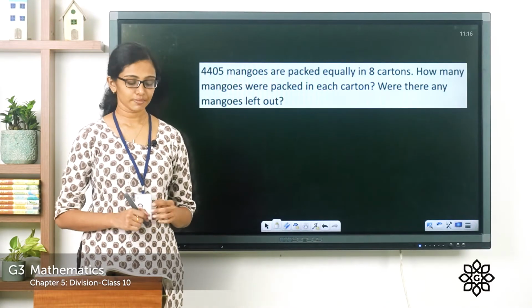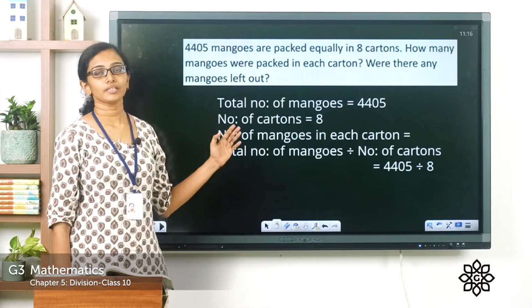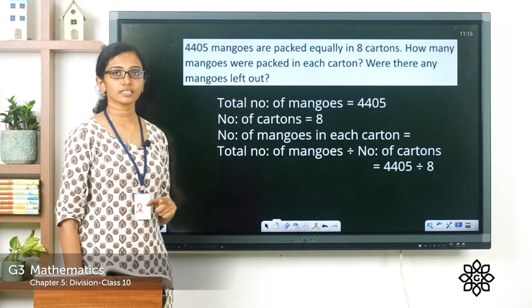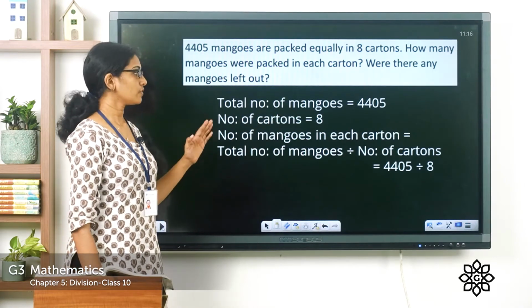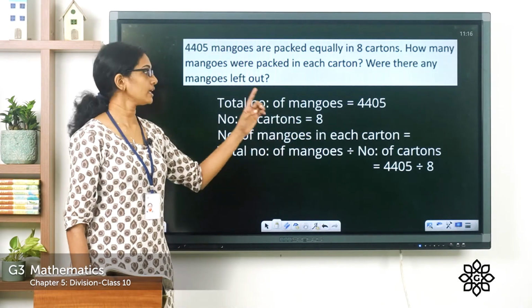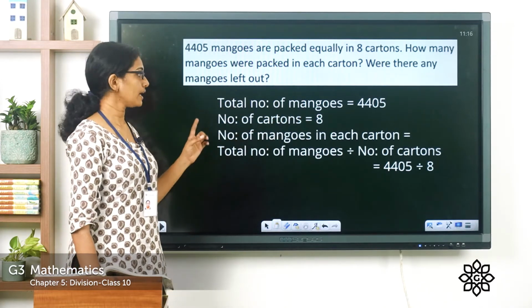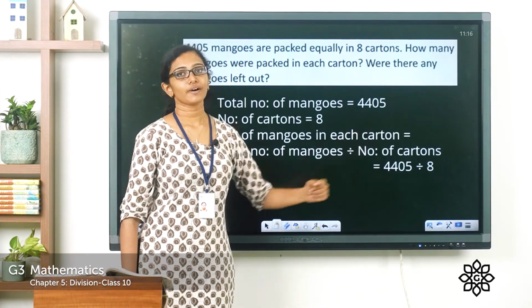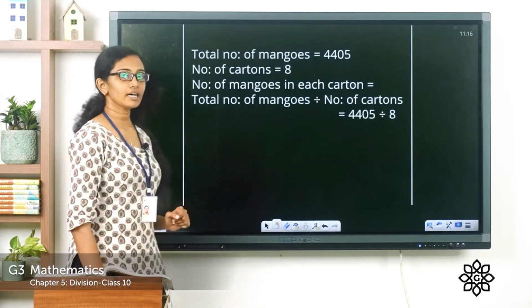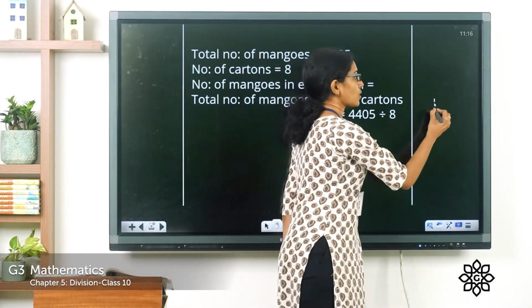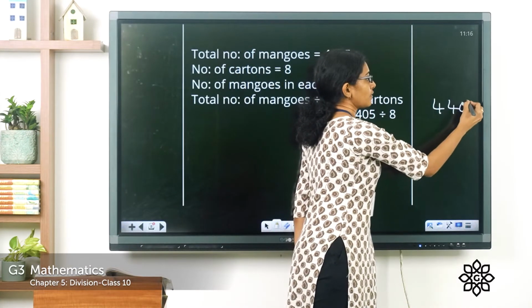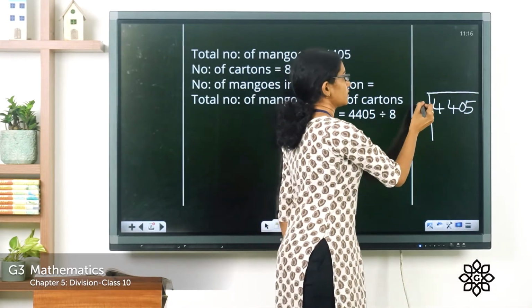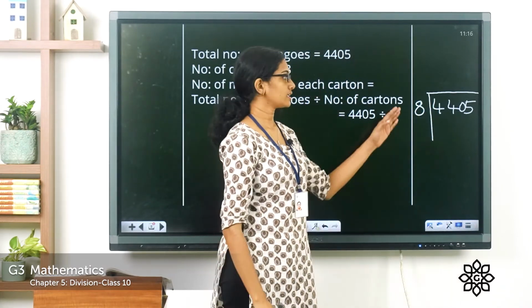So, let's write the steps from the data given in the question. The total number of mangoes is equal to 4,405. And the number of cartons is equal to 8. And the number of mangoes in each carton will be the total number of mangoes divided by the number of cartons, and that is equal to 4,405 divided by 8. Now let's do the division in the working column. Let's write the number that has to be divided, 4,405, the dividend, and the divisor, which is the number of cartons, and that is equal to 8.